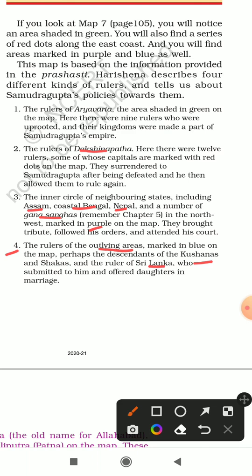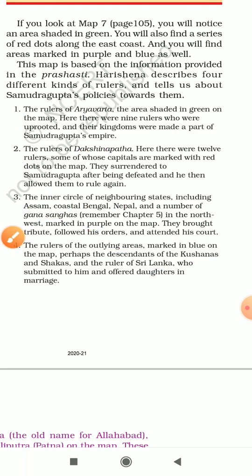So these four different kinds of rulers who were defeated by Samudragupta, this information is according to the Prashasti written by Harisena. We don't actually know whether it is true or not.